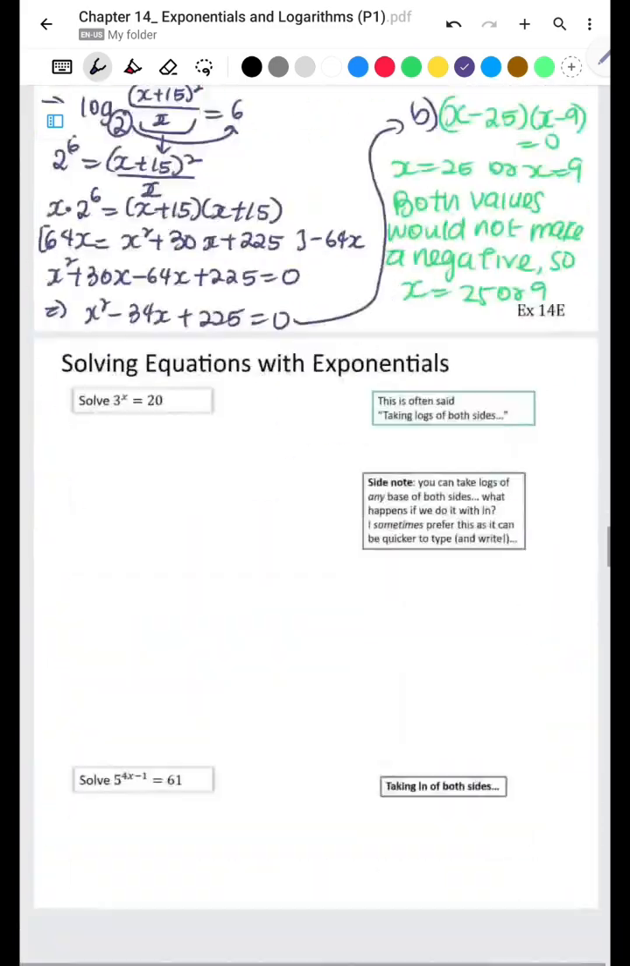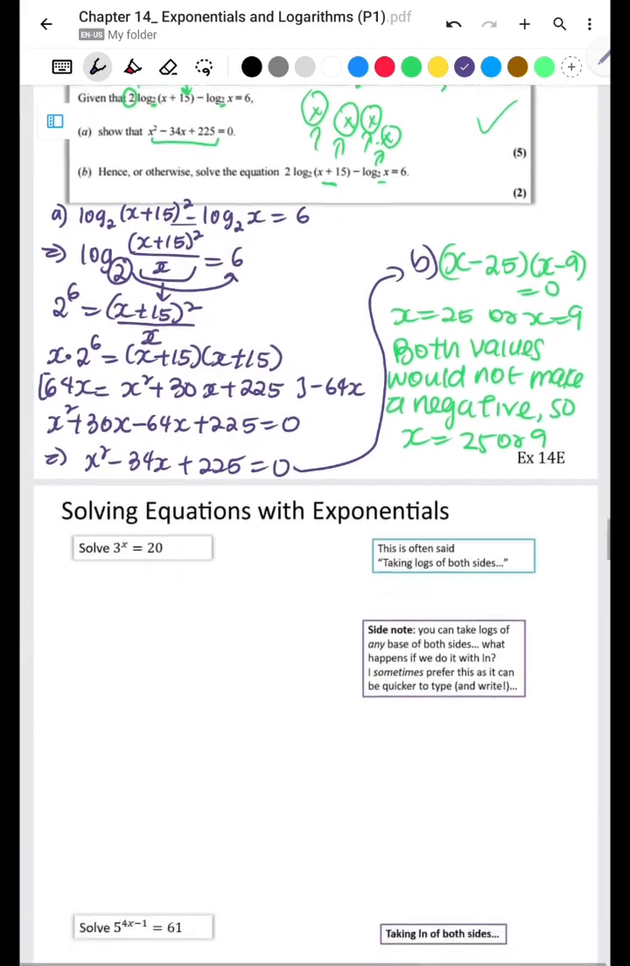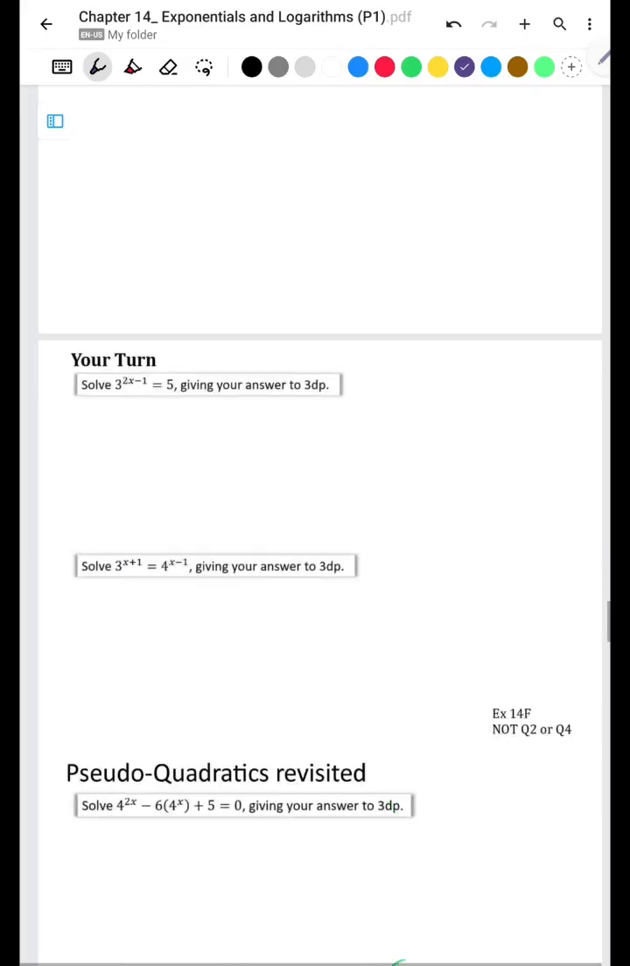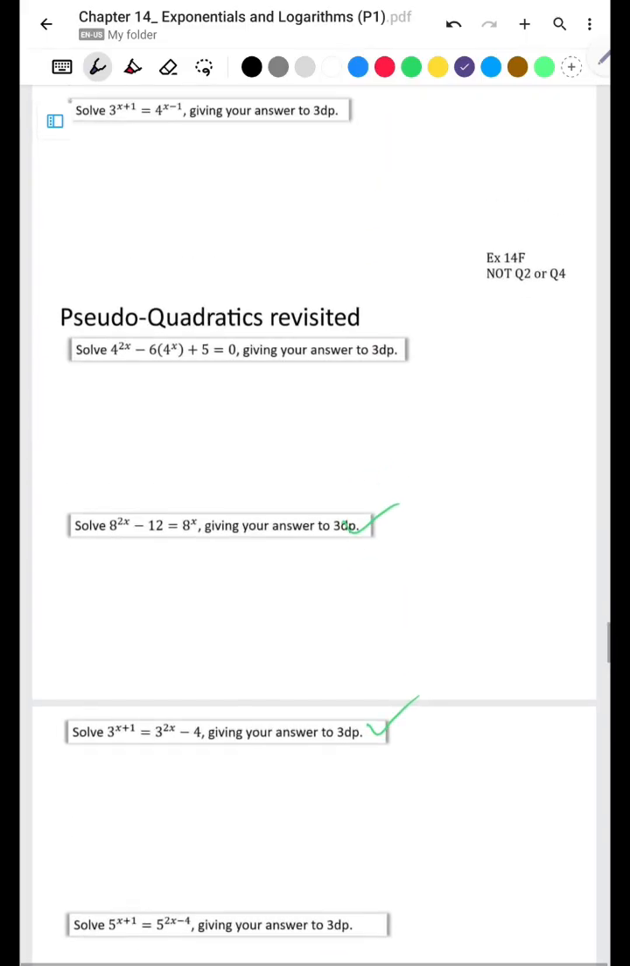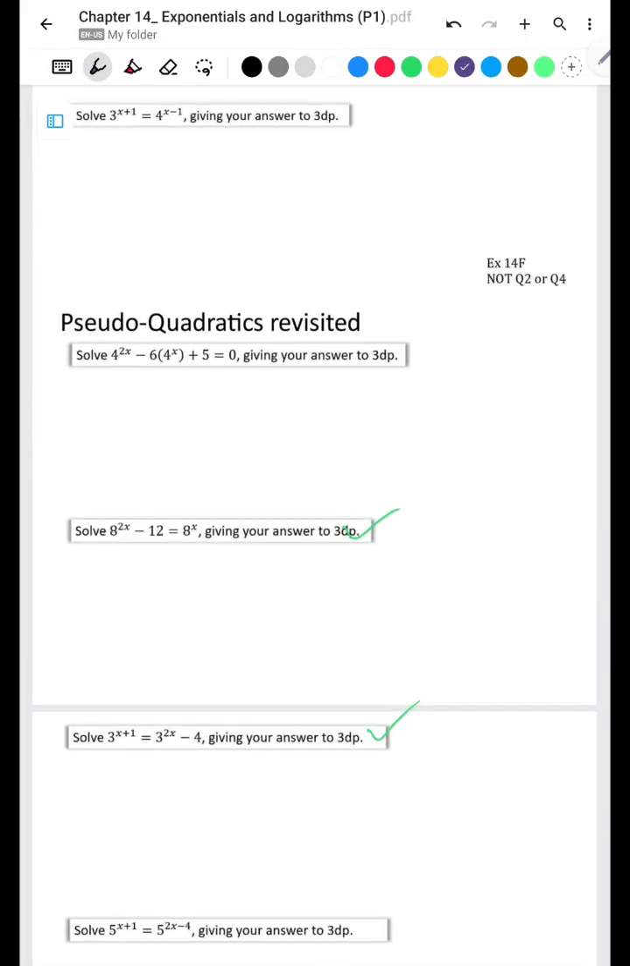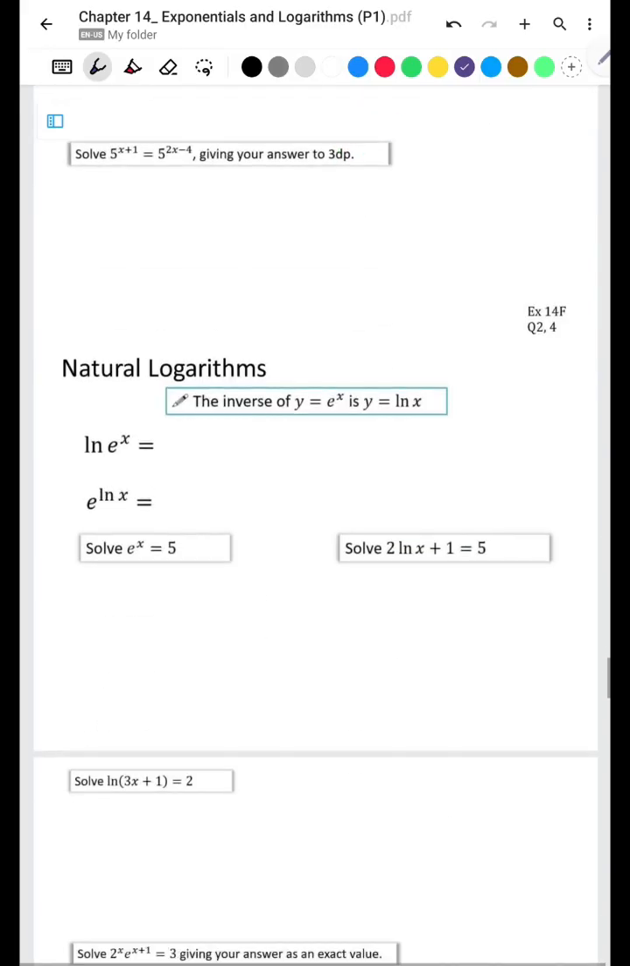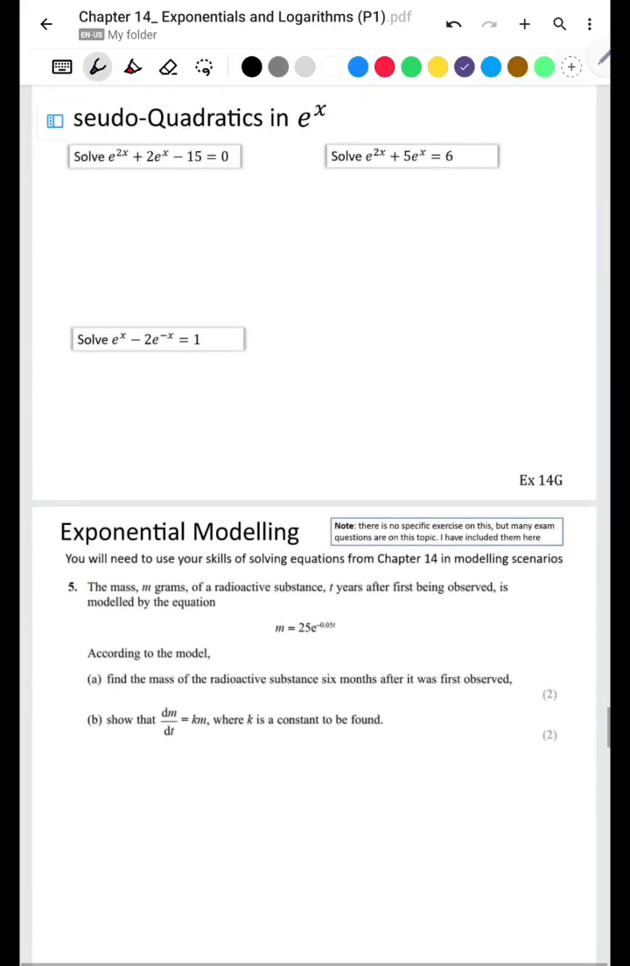Now as well, what we did for this 25 on 9 here, and that was perfect. So I would love to go into pseudo quadratics revisited. I'm very sure you'll have seen something similar with this. This is just quadratics in log forms. Is there anything more difficult than that?